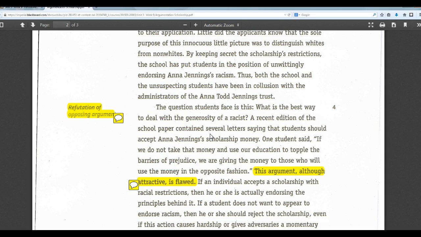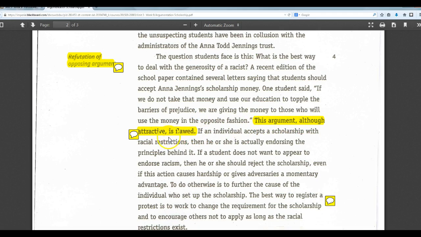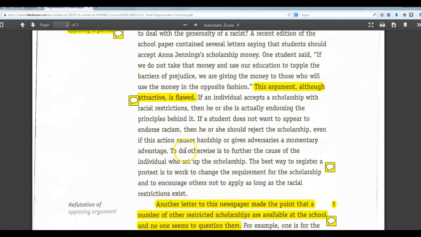Also, it's okay if your opposing viewpoint has a fact or a support that you cannot defend. Just say, you know, I understand that they have a good point here, however, my point is this. So it doesn't make your paper weaker to bring up the other side, it actually helps it. Here he says, "this argument, although attractive, is flawed." Here he's giving the other side some credit. It is attractive, it looks good on paper, but it's flawed. And then he goes on to dispute or refute the other side's viewpoint.